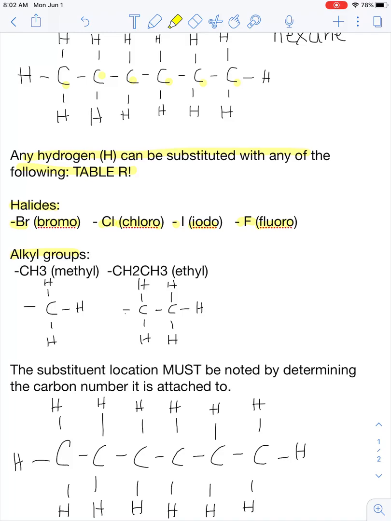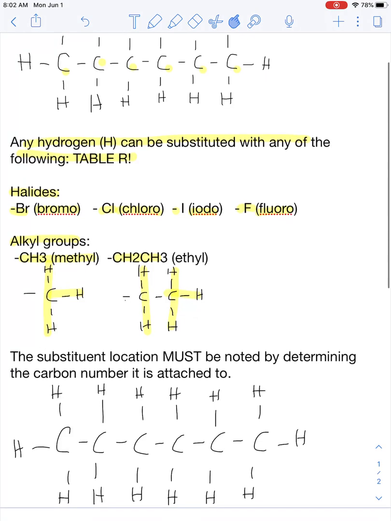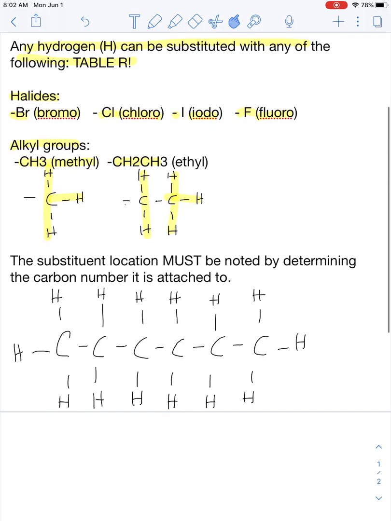CH3 is one of them, and that is called a methyl group. Sometimes you're going to see it drawn out, a methyl group like that, which just means they're drawing the structure instead of the condensed formula. Same thing, a hydrogen can be replaced with an ethyl group, and if you draw out the structure of the ethyl, there's the CH2 and there's the CH3. So you can see it either way. I like drawing the condensed just because it takes up less space.